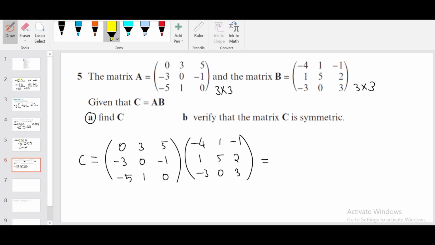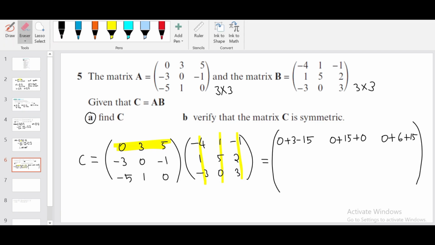When you multiply, you need to take the first row, multiply by first column, second column, third column. So it's going to be 0 plus 3 minus 15. When you multiply by first column, 0 plus 15 plus 0, and then 0 plus 6 plus 15.